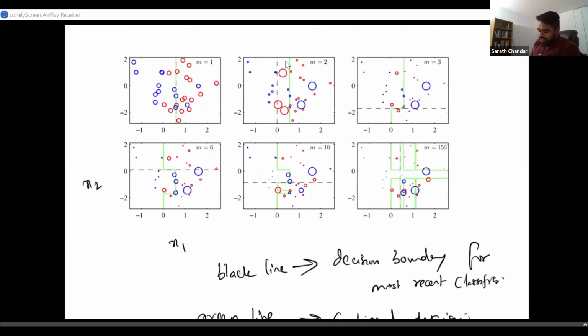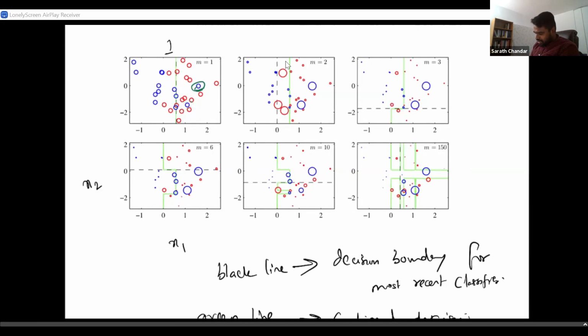So this is my first epoch. I'm constructing the first classifier, and you can see that all the circles are of the same radius, so all are equally weighted, and the green line that you're seeing is the same as the black line, because there's only one classifier so far, and that is dividing the data like that. Anything to the right should be red color, anything to the left should be blue color.